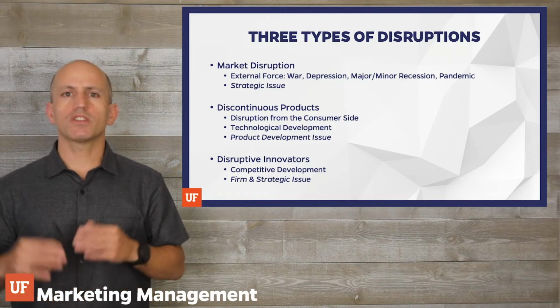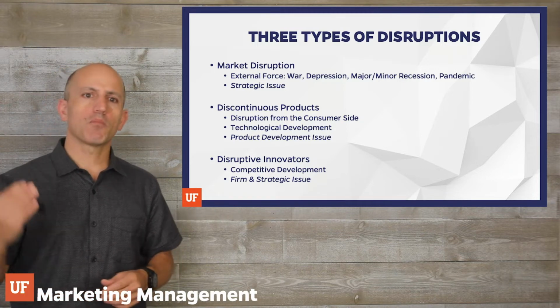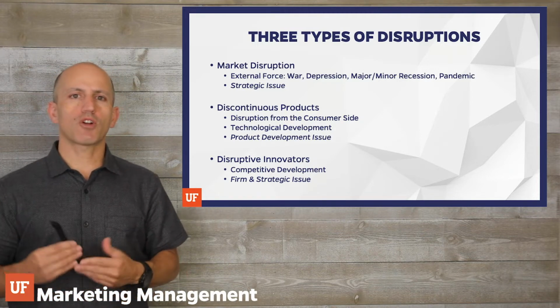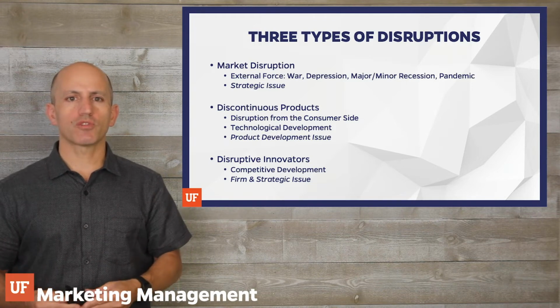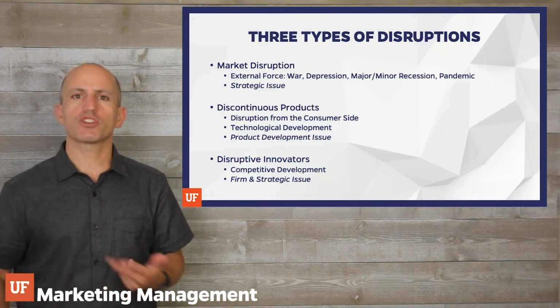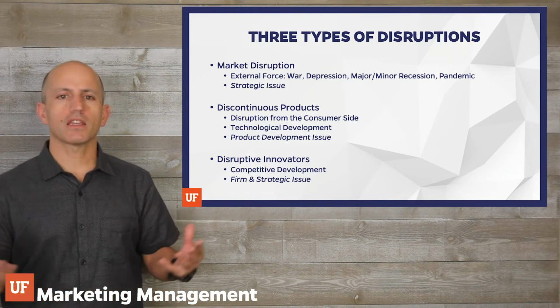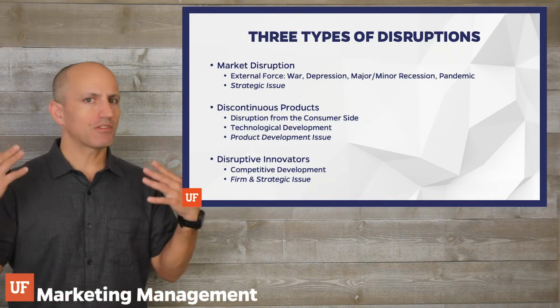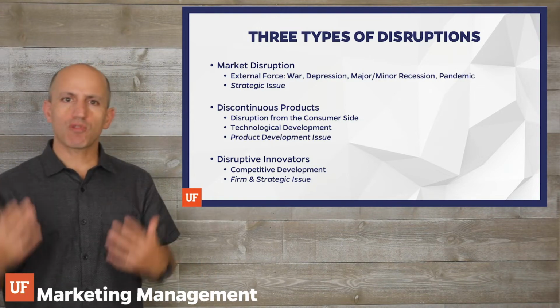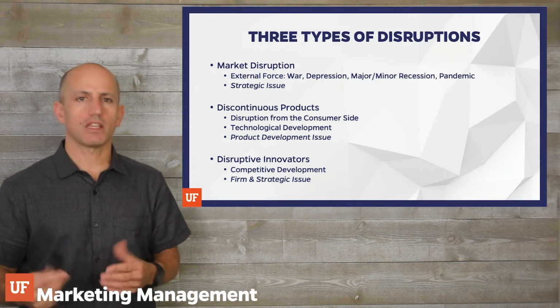This first one is what we're going through right now. It is a market disruption. These are things that are caused by some sort of external force. Could be war, could be depression, could be the pandemic we're in right now, could be a recession, anything that really you had absolutely no control over and probably didn't even see coming in many cases.